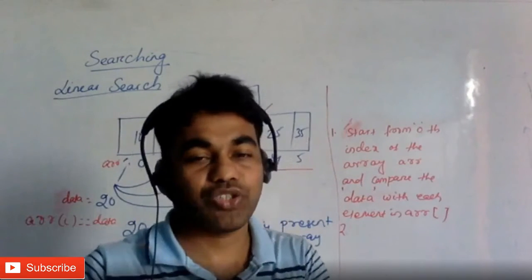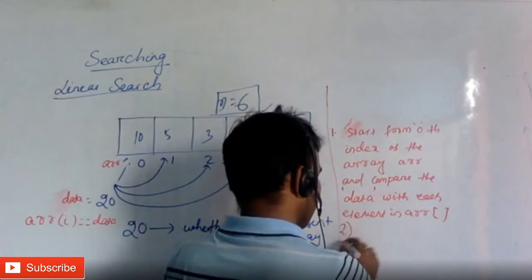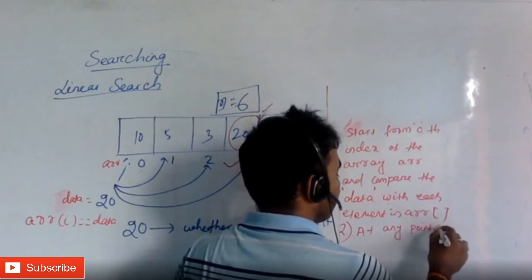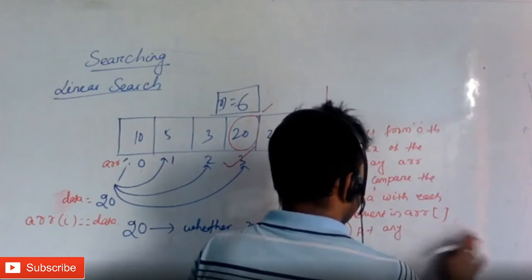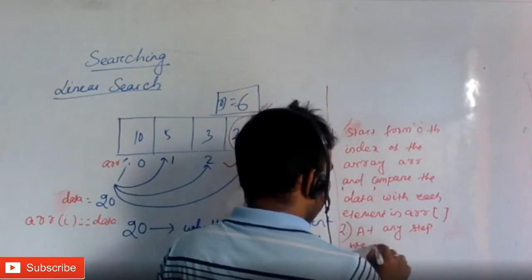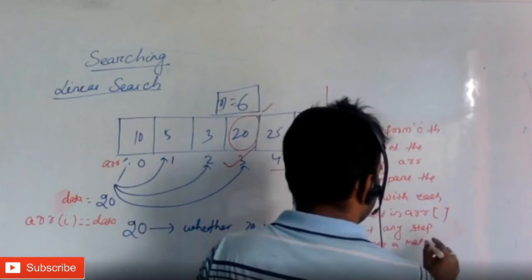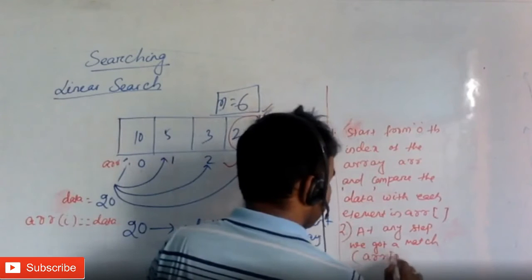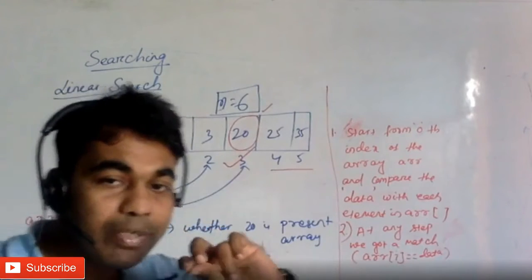At any point of time, if we got a match, right? So at any step, if we got a match. So when I say we got a match, it means what? ARR of I, I'm just writing ARR of I equal to data. This is the match. That means if we got a match, we can immediately return that index.